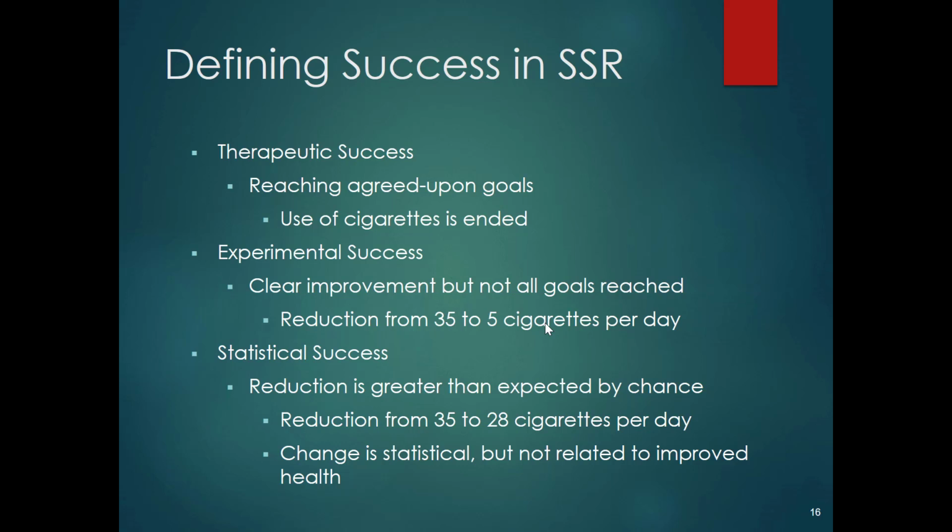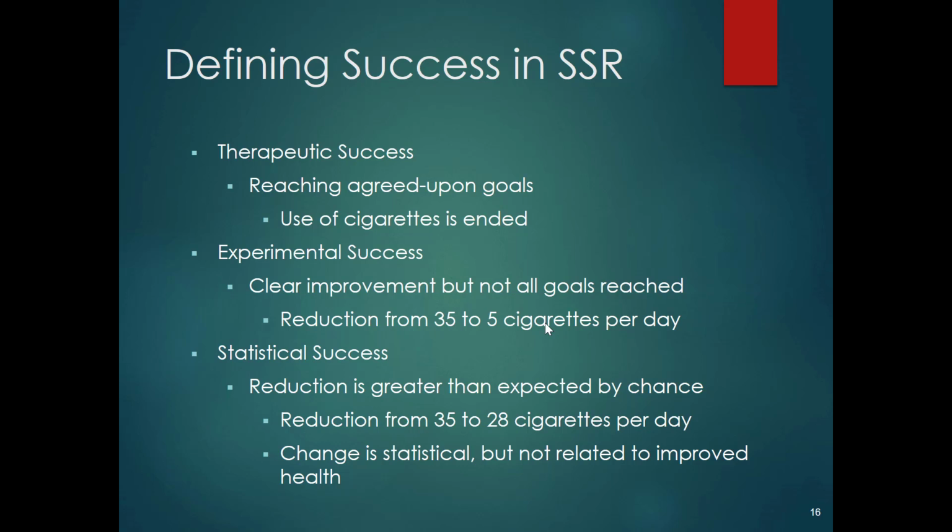So with experimental success, the intervention has produced a clear improvement, that is, measures in the intervention phase are way better than the average of the baseline phase, but the goal has not been completely reached. In the case of the child who throws a tantrum, the child may have improved from having tantrums every night to only having tantrums once or twice a week. So that's considered experimental success. So you did not reach the goal of having no tantrums, but you did have an improvement. So instead of having tantrums every night, now you're only having tantrums once or twice a week. That's an improvement. So that's considered experimental success.